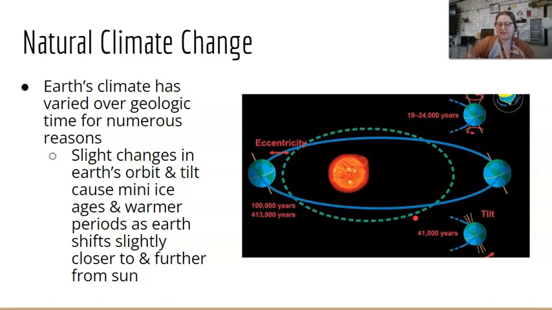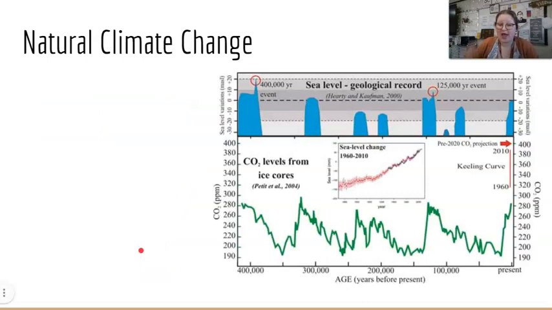Depending on how it's tilted, how close we are in that pattern, that is going to change our climate a little bit. And that orbit isn't going to stay that perfect oval shape. It kind of shifts around. So that's going to change the climate naturally. How far and close we are to the sun has a huge impact.